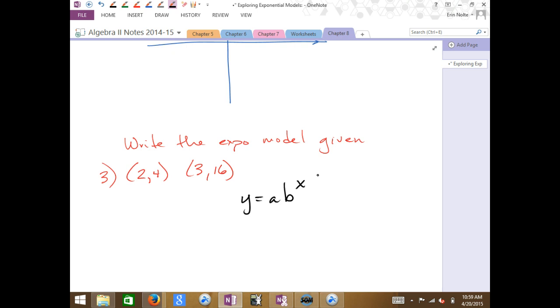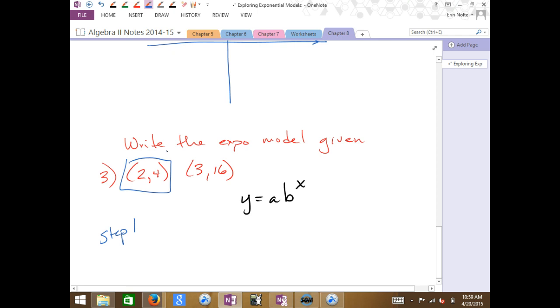What I'm going to do is break this into 2 steps. I'm going to start by using the first ordered pair, and then I'm going to solve for one of my variables, and then I'm going to use the second ordered pair and solve for the second variable. Step 1: I'm going to use the first ordered pair, which is 2, 4.